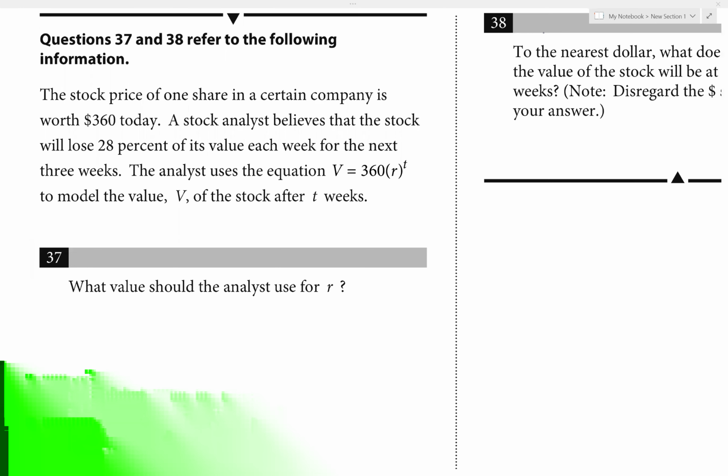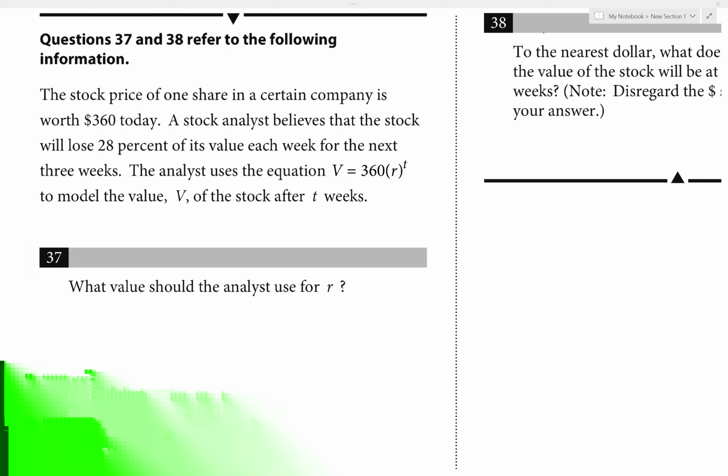Okay, question 37. The stock price of one share in a certain company is worth $360 today. Analysts believe that the stock will lose 28% of its value each week for the next 3 weeks. The analysts use the equation V equal to 360 times R to the T to model the value V of the stock after 2 weeks. What value should the analyst use for R?